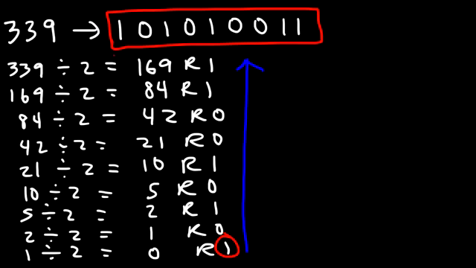And so that's it for this video. So now you know how to convert decimal numbers into binary numbers. You have 2 ways of doing it.